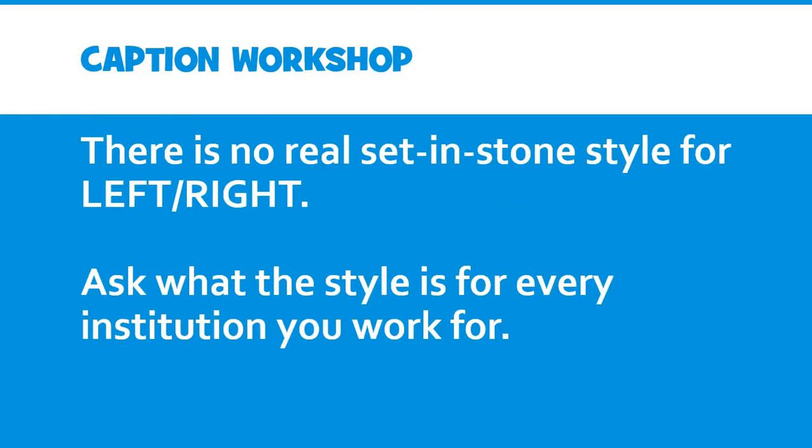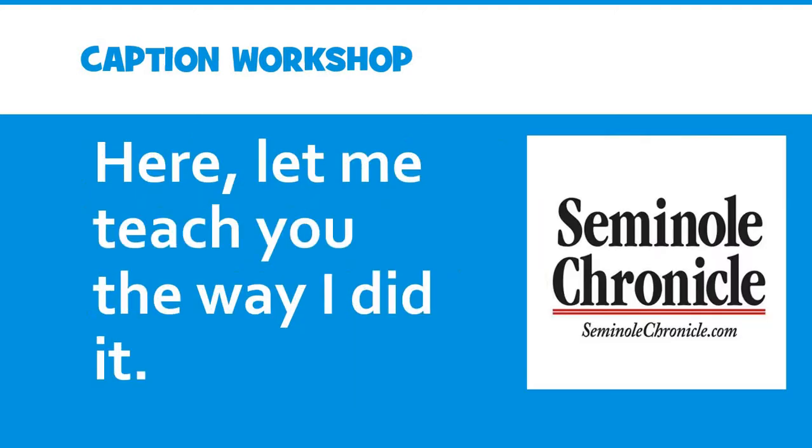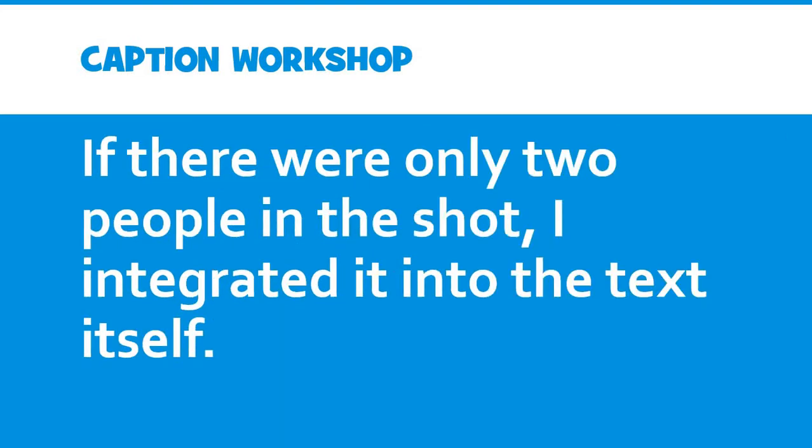Now, one of the biggest questions that I get with caption writing is how do you do identification if there's more than one person in the photograph? The thing is there's no real set in stone rule or style in the AP style book for this kind of thing. And everywhere you work is going to have some special in-house rule for that. So all I can really do is teach you the way that I used to do it when I worked for newspapers. So here's what we would do.